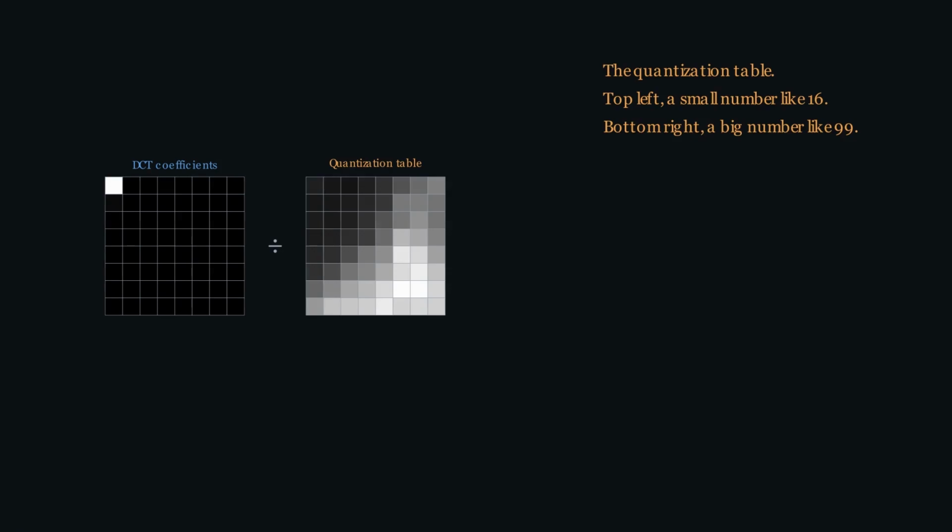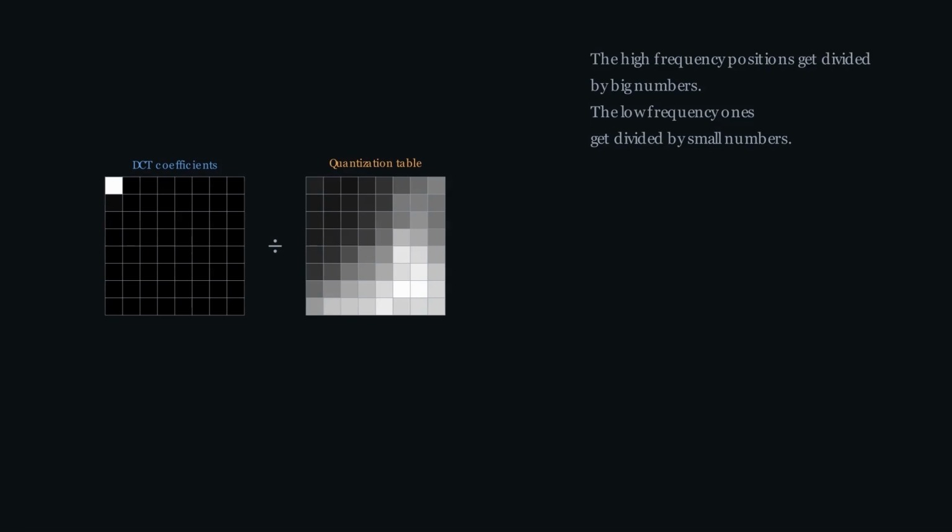Let me show you the standard one JPEG uses for brightness. It's an 8x8 grid of integers. Top left, a small number like 16. Bottom right, a big number like 99. The high frequency positions get divided by big numbers. The low frequency ones get divided by small numbers.